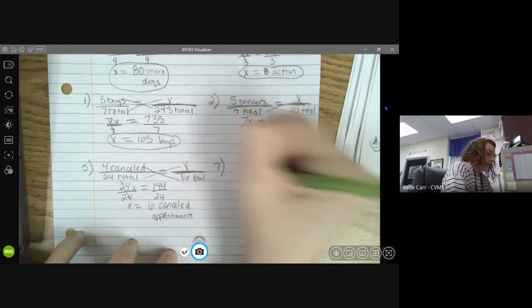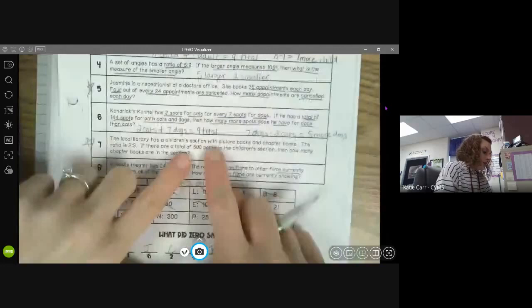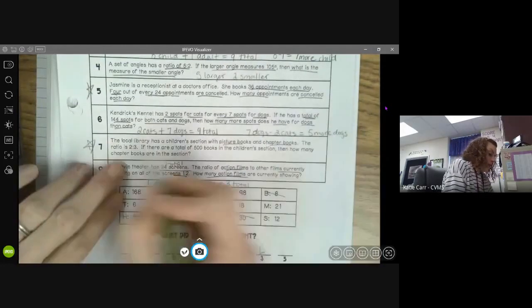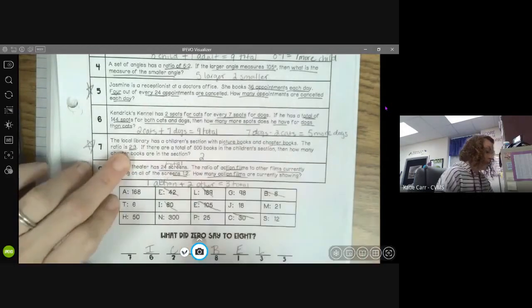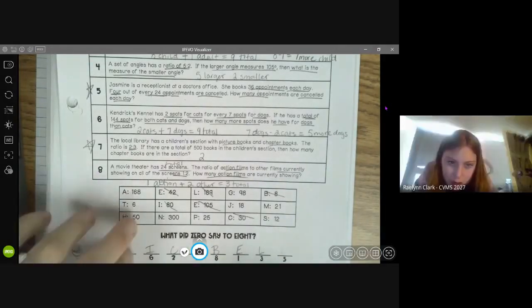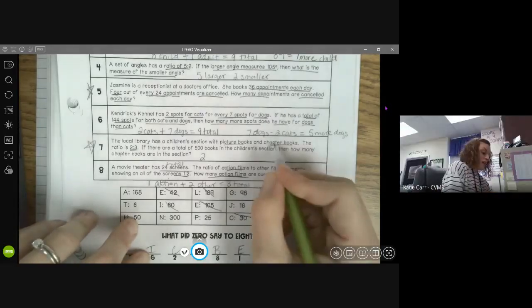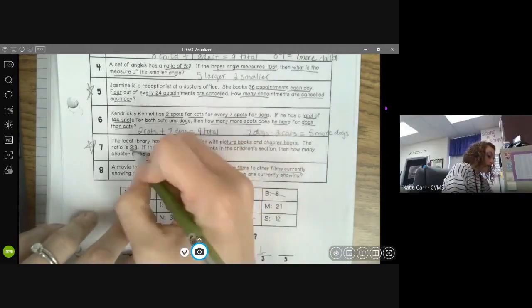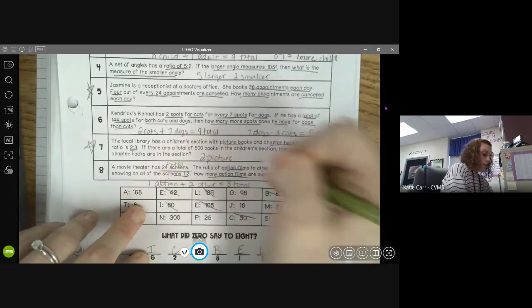Right. So number 7. The local library has a children's section with picture books and chapter books. So there's picture books here and there's chapter books. The ratio is 2 to 3. So look, what comes first is the 2. So which type of book came first in my sentence? Total library has chapter books. That's second. Which one came first? Picture books. Right. So the 2 in the ratio goes with the picture. I'm just going to write picture. I'm not going to write books.